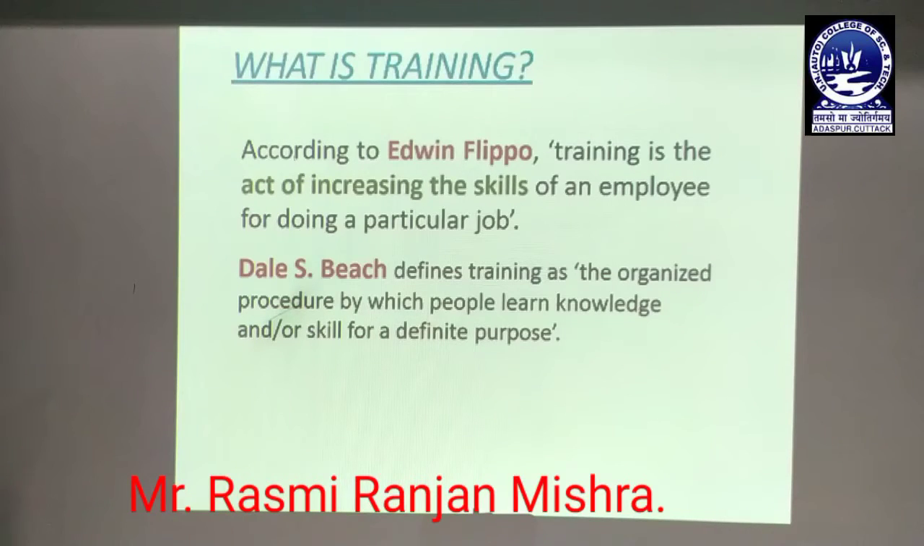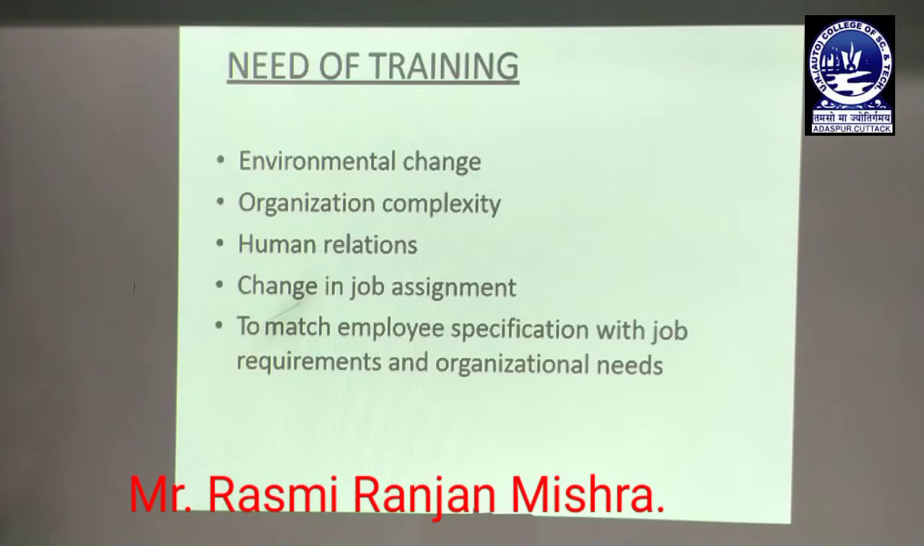Second one, Dallas Beach, defines training as the organized procedure by which people learn knowledge and or skills for a definite purpose. So Beach says that training is provided through an organized procedure. By providing training, people learn new knowledge or skills, and by acquiring them, they will be eligible for completing the particular objectives or doing a particular task in an organization. So why will training be provided?